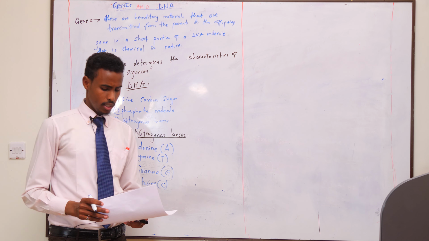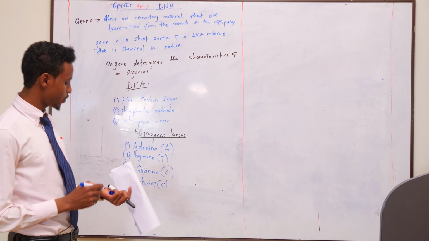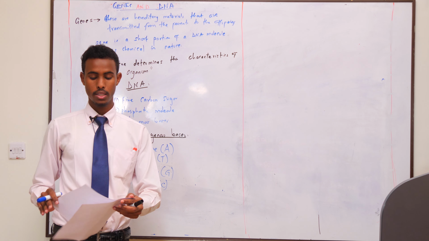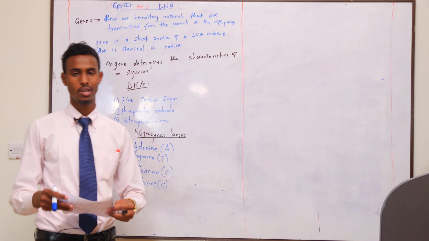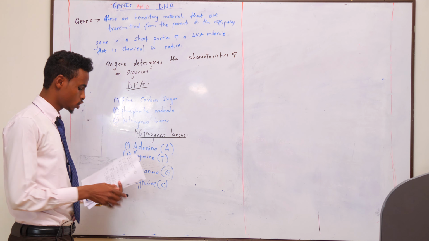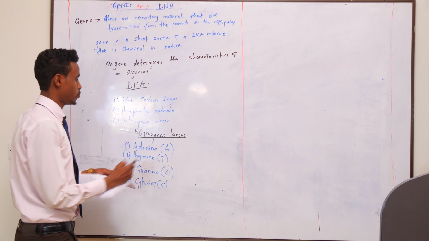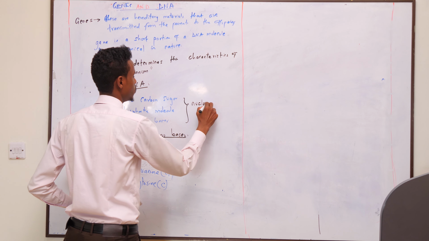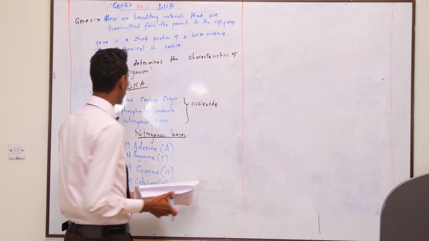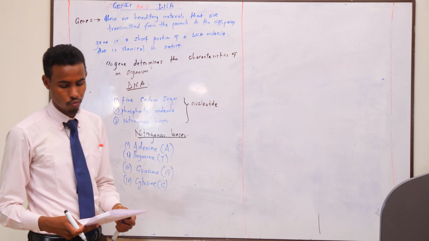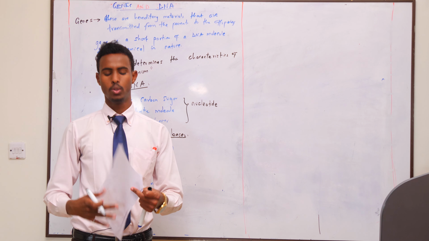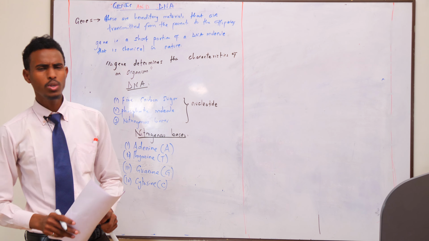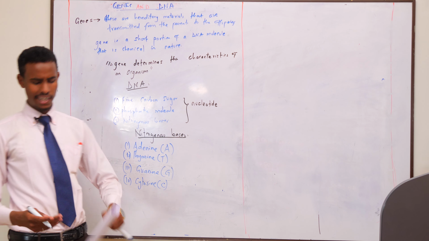Again, class, a combination of three components forms the nucleotide. We have something called the nucleotide. A combination of these three components of a DNA forms the nucleotide. Again, we say we have something called DNA strand.